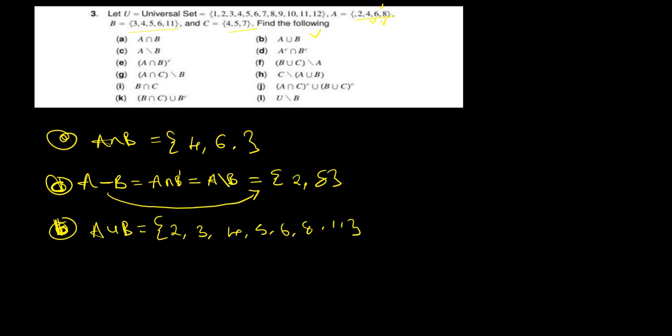Let's go to D. For D, we are saying A complement intersection B complement. So this will be with the difference from the universal. I'll list the set of A complement, with the difference from the universal.